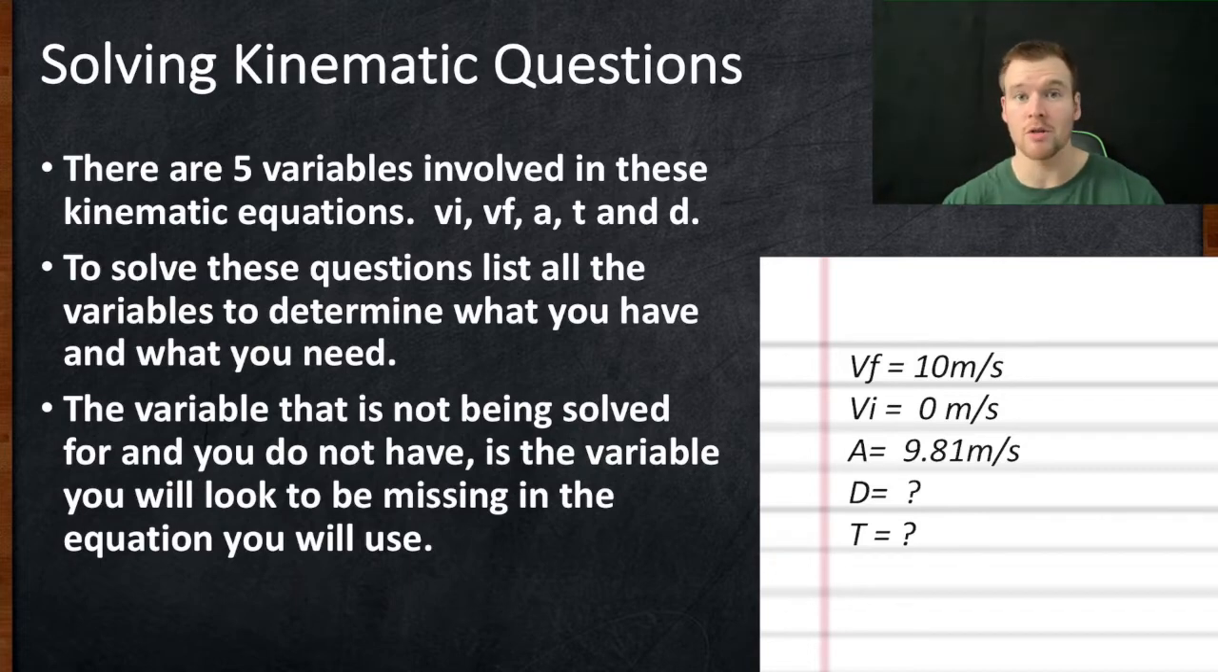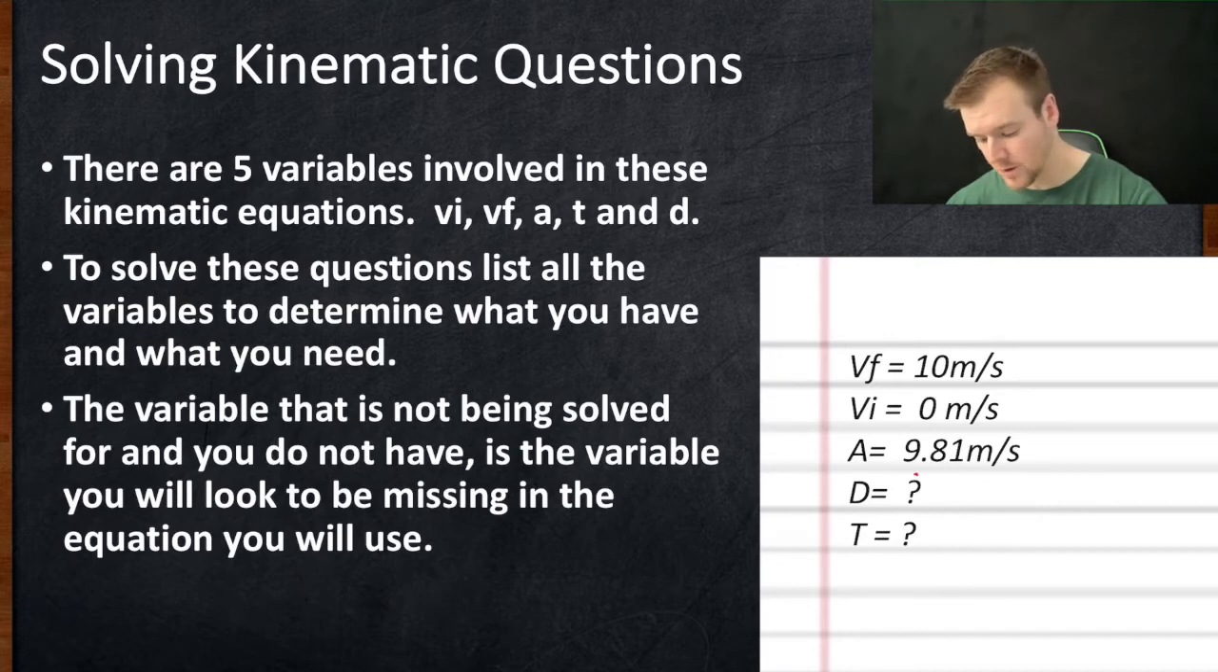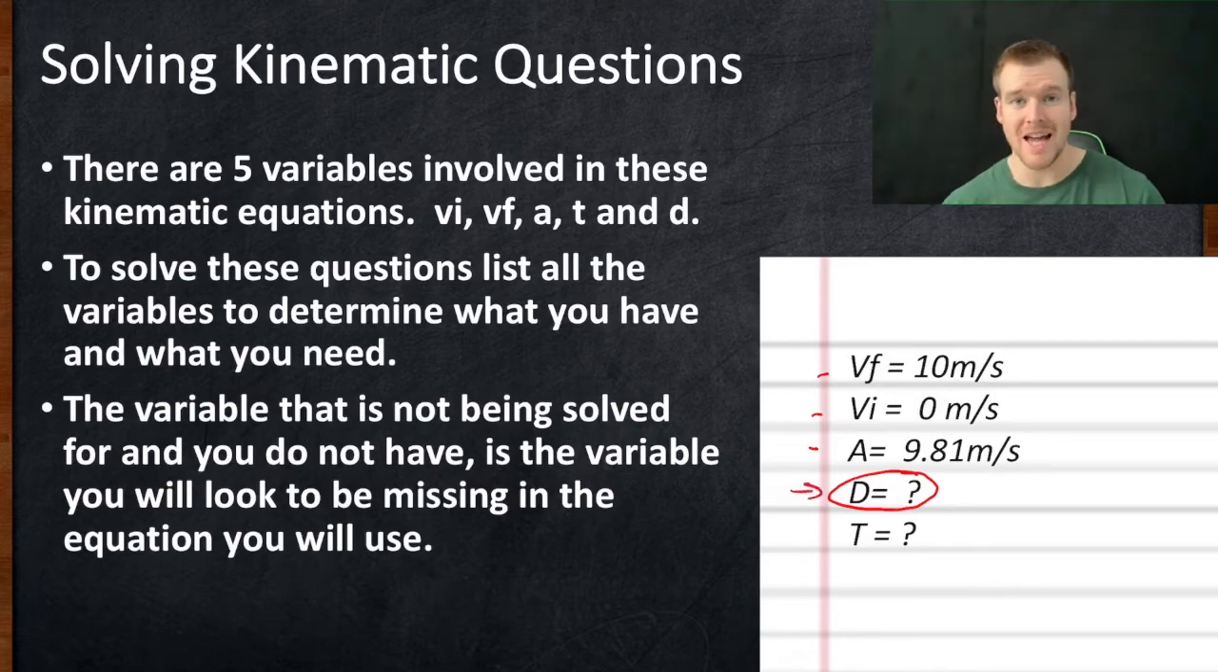This is really common. You're only going to know 3 things. You're going to have 2 unknowns. If the question was asking for displacement, you'd say, okay, I know these. I'm going to want those to be in the equation, and I'm solving for this. So I need that in the equation, but I don't need time. So then you'd be looking for the equation that doesn't have time.